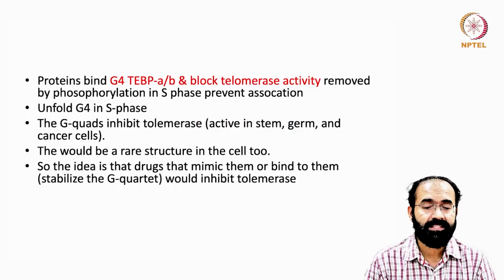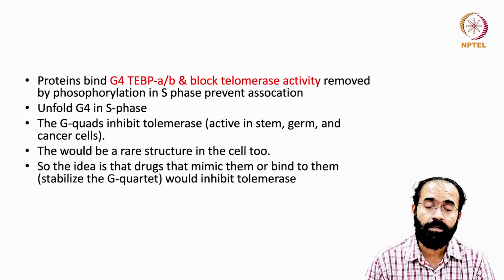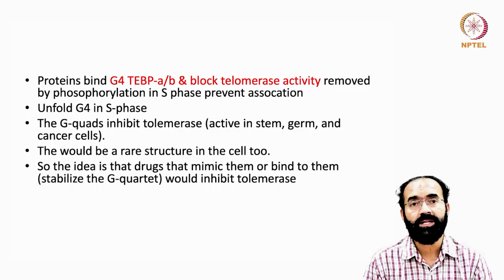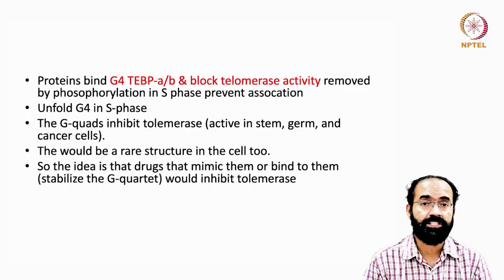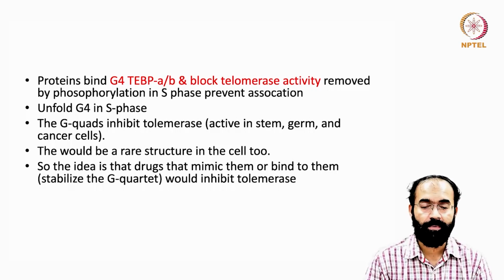So the proteins that bind G4, TEBP-A and TEBP-B, can block the telomerase activity. They are removed by phosphorylation in the S phase to prevent the association. So the proteins that are binding the G quadruplex, such as TEBP-A and B, can block the telomerase activity.